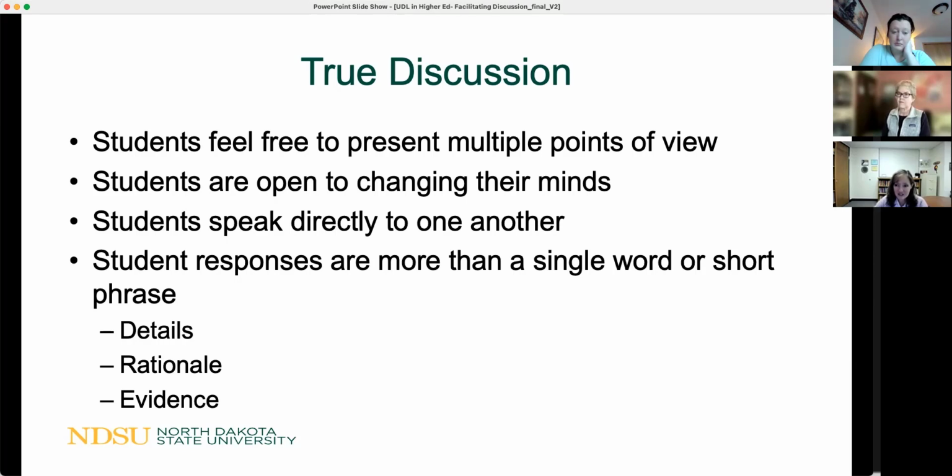The students need to be the main talkers. They need to be the ones that are sharing information. And in order to do that, they have to feel free to present their point of view. And so it has to be a safe classroom. Going into it, students need to know that they should be open to listening. They should be open to changing their mind when they receive more information about something.